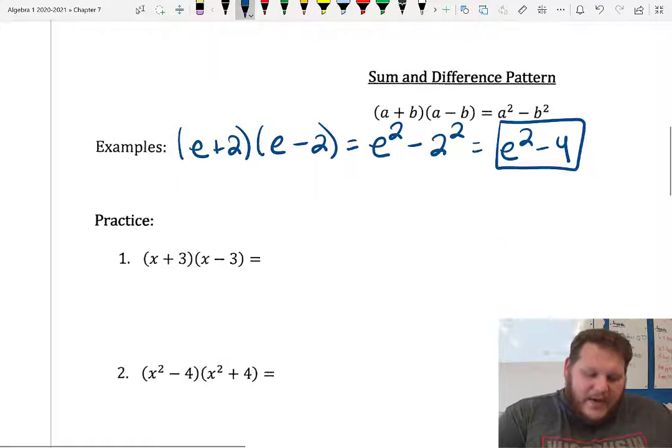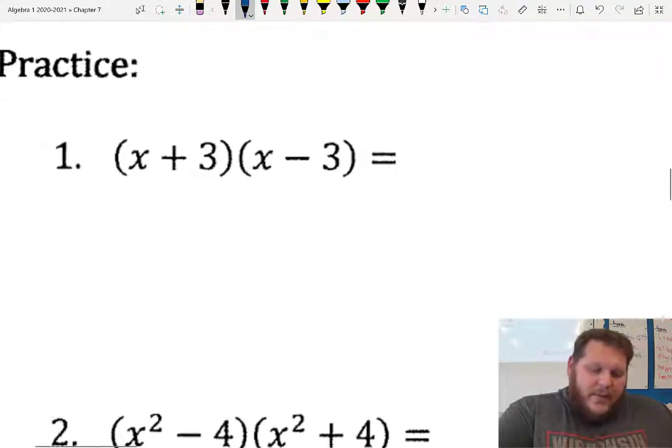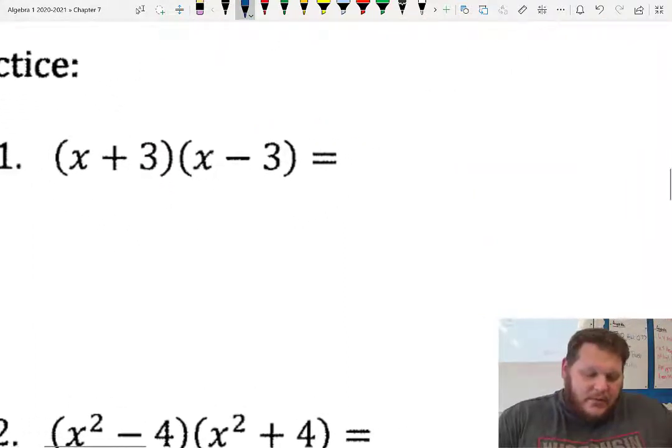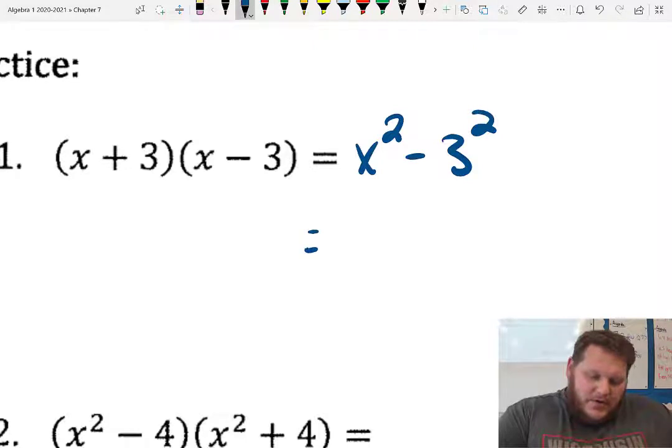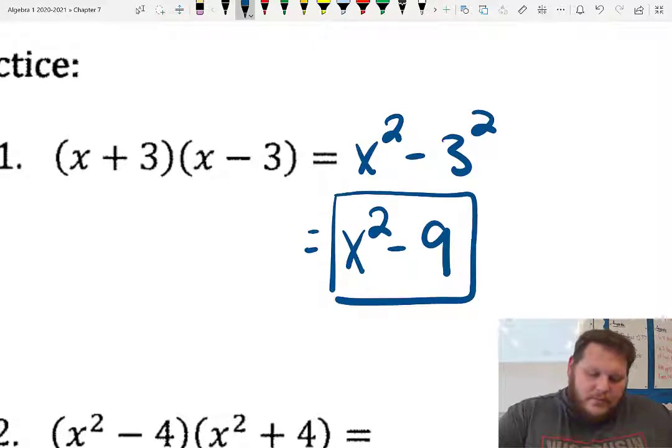So we can just do a couple of extra practices there. X plus 3 times x minus 3. Well, that's just the same thing as x squared minus 3 squared, since that followed my sum and difference pattern. So x squared minus 9, without having to do FOIL.